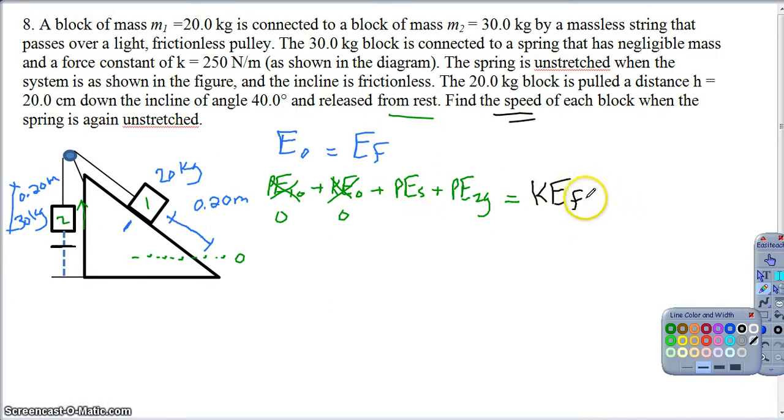But I do have one other form of energy, right? I have the change in potential energy for the block itself as the block goes up the ramp. So I do have the potential energy due to gravity of block 1.